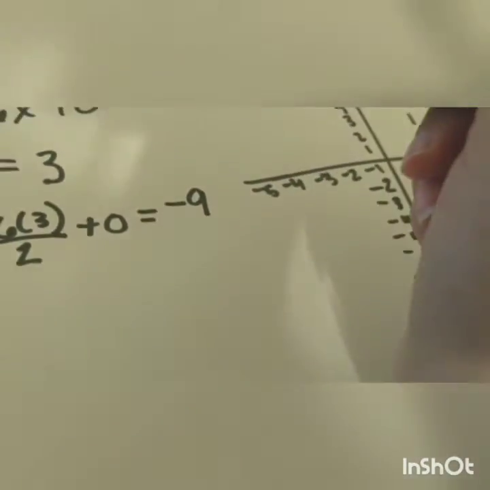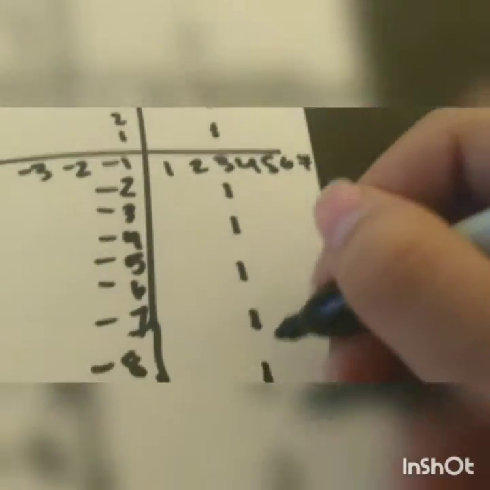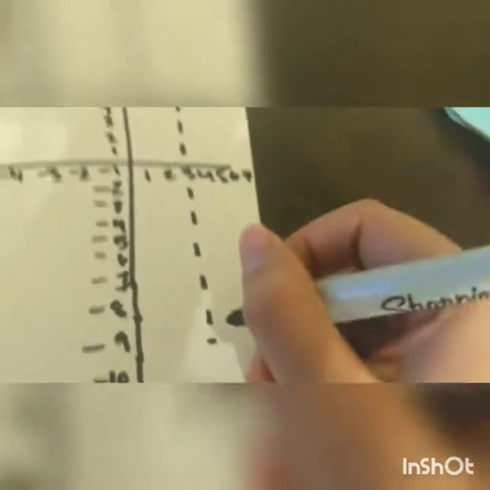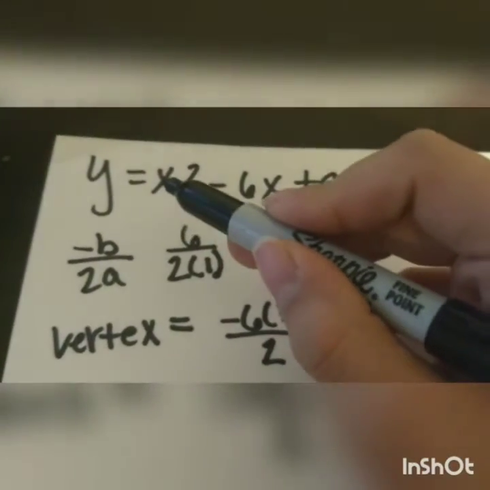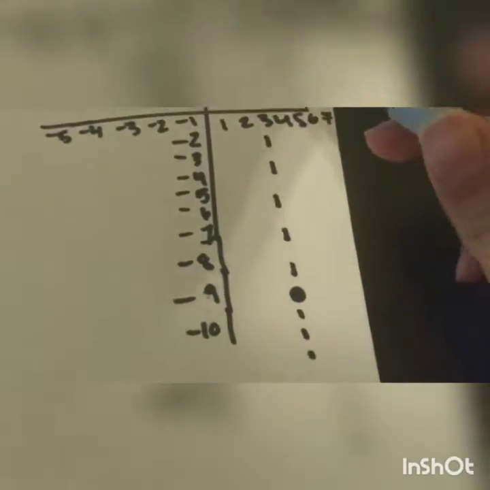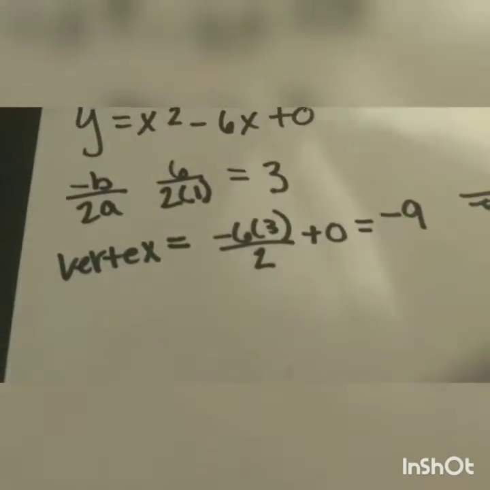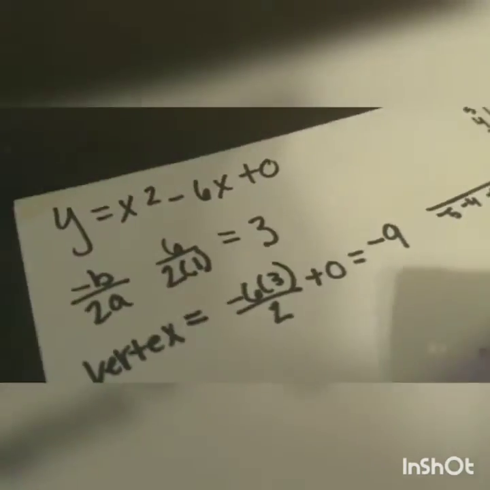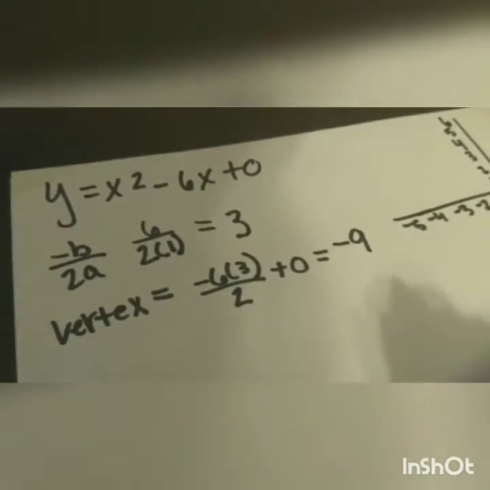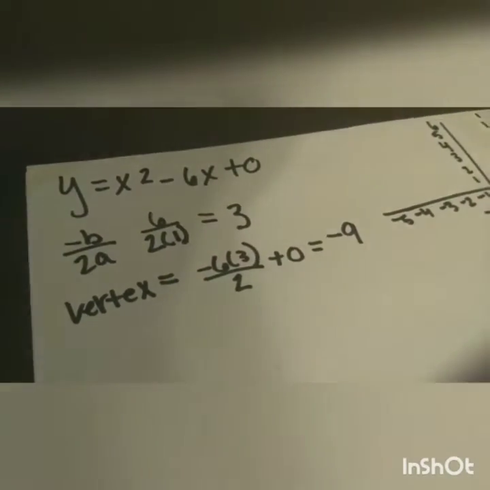So our vertex is going to be placed right here, as you can see. And because our a in our equation is positive, our parabola is going to open upwards. So I'm going to go ahead and just pick some points to briefly use here to plug in to be able to plot some more points to create our parabola.